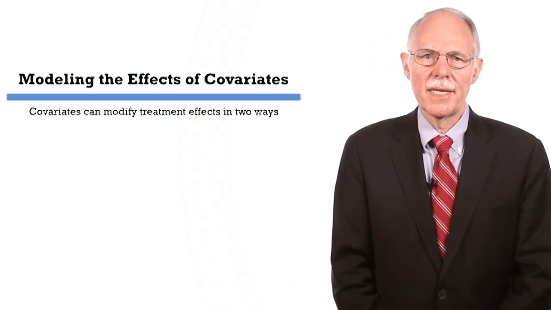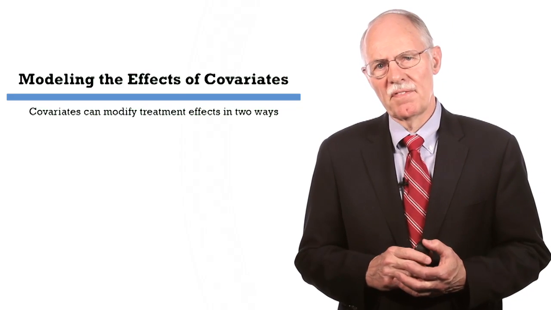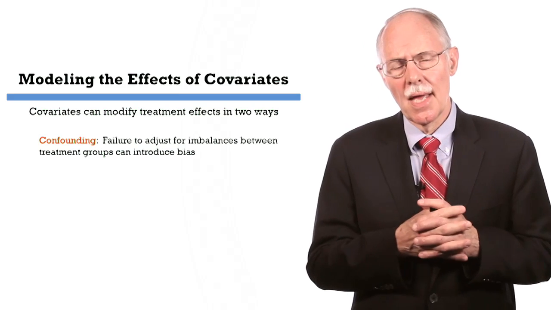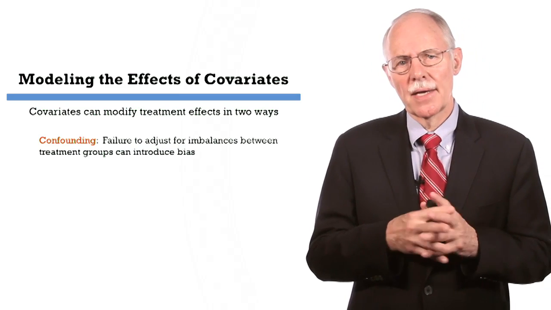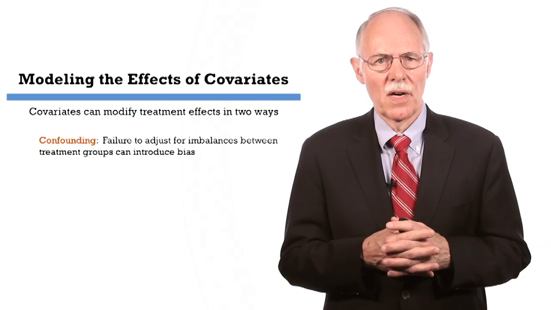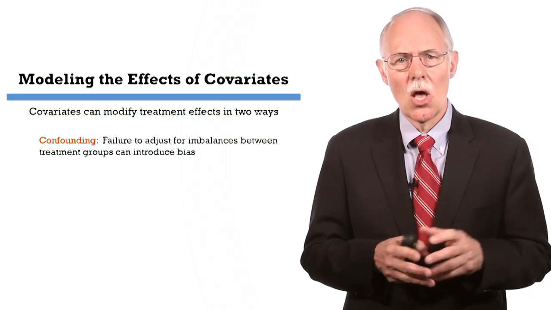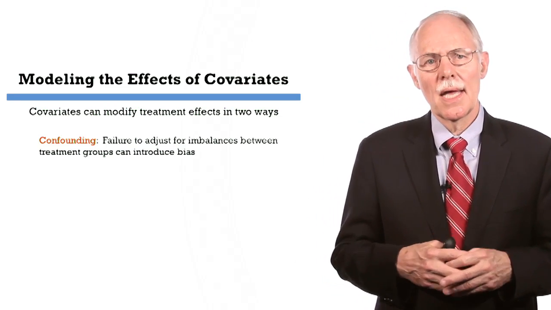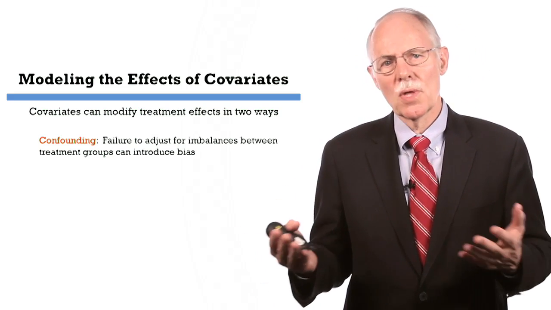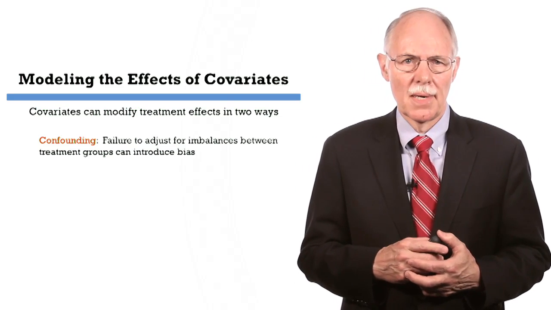So now a few points about modeling the effects of covariates. First, covariates can modify treatment effects in 2 important ways. First, they can cause confounding: if there are other risk factors that influence the risk of the response, and if we don't consider those covariates in the analysis, then we can have bias in the estimate of the treatment effect. Of course, the great strength of the clinical trial is that by randomization, we've balanced the treatment groups with respect to both measured and unmeasured covariates, and so the likelihood of confounding is minimized.